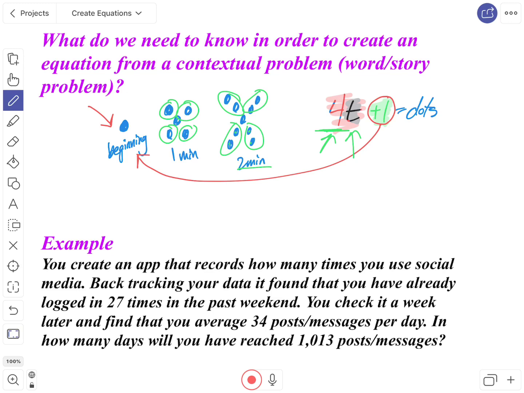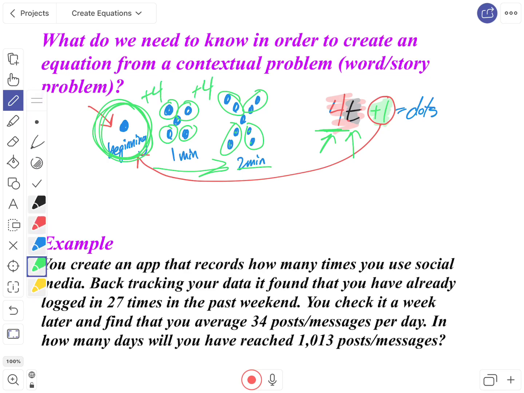Okay, so essentially what did we need in order to do that? Well, we needed the start and we needed the growth, that plus 4 each time. Okay, so what are the two things we need? We need how it's going to start and then also how it is growing. If we have those two pieces of information, we'll be able to make an equation with that.